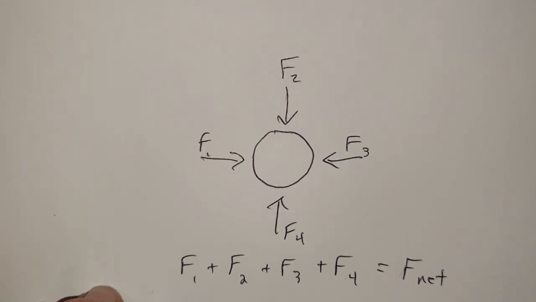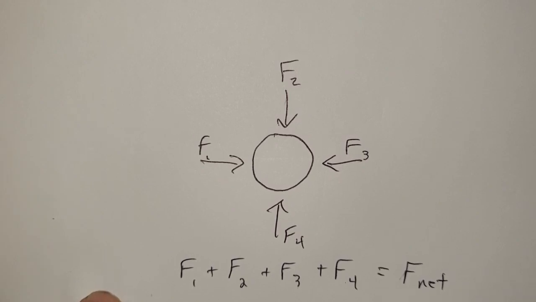If the net force is zero, the velocity of the object will remain constant. If the net force is not zero, then the velocity of the object will change. And that's what Newton's first law is all about.